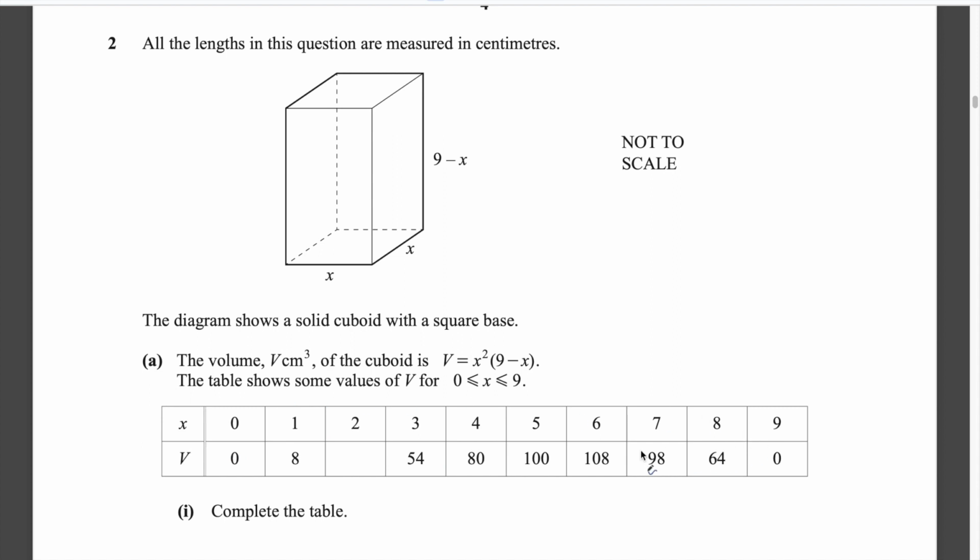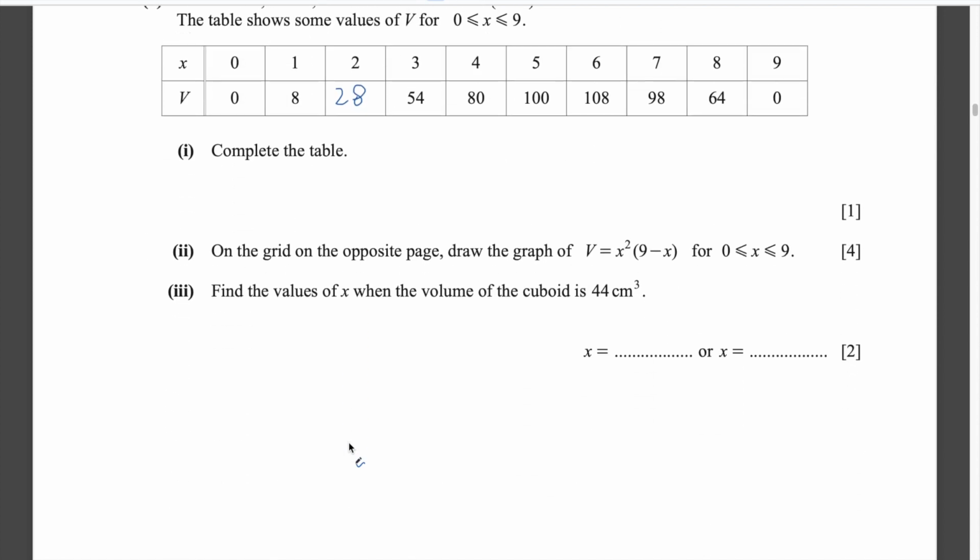So all the numbers are written other than 2. If you replace x with 2, 2 to the power of 2 is 4, then 9 minus 2 is 7. 4 times 7, 28 is the answer for the first part.